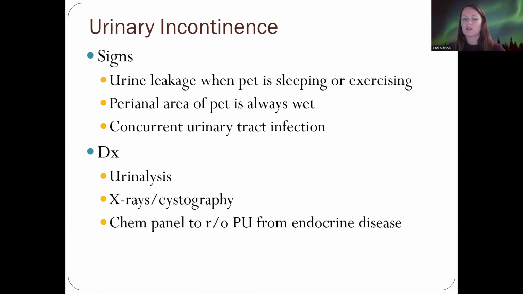We can do cystography just to see what's going on. So you could use imaging to see where the connection is, where the problem is, and then a chemistry panel to rule out polyuria from endocrine disorders, maybe like diabetes, right? Diabetic patients will urinate more, and we want to make sure that that's not actually what's occurring.